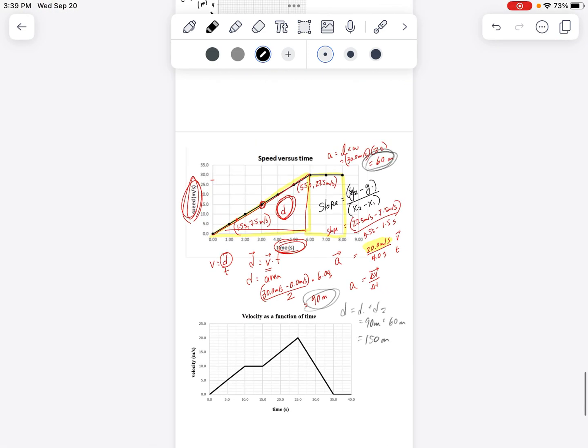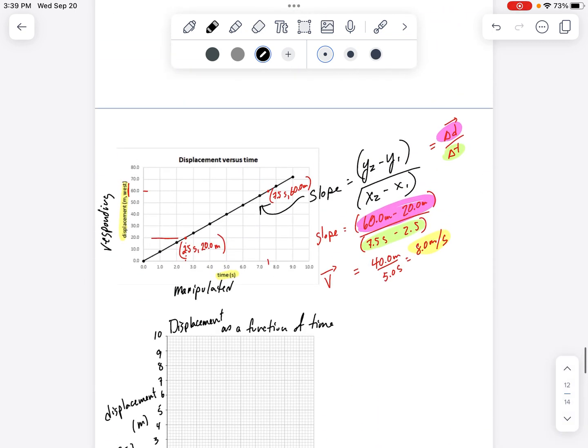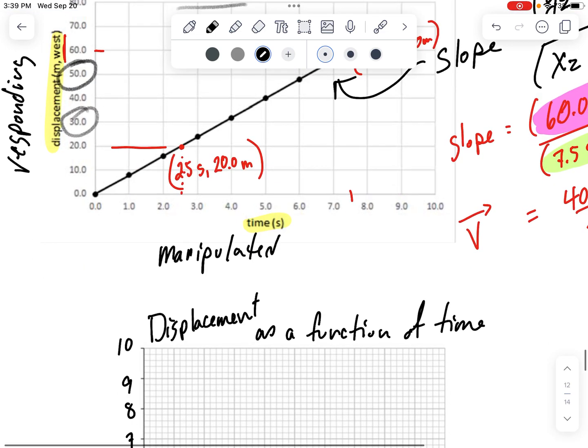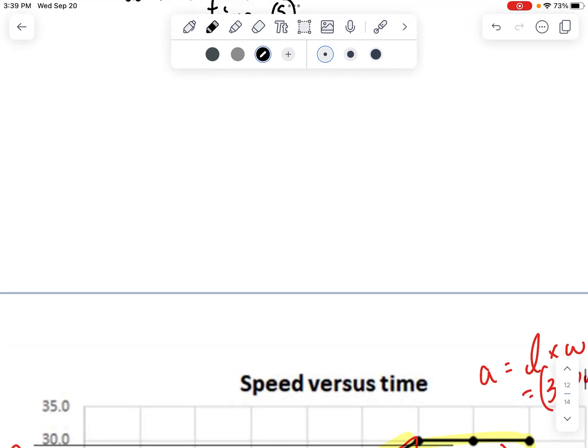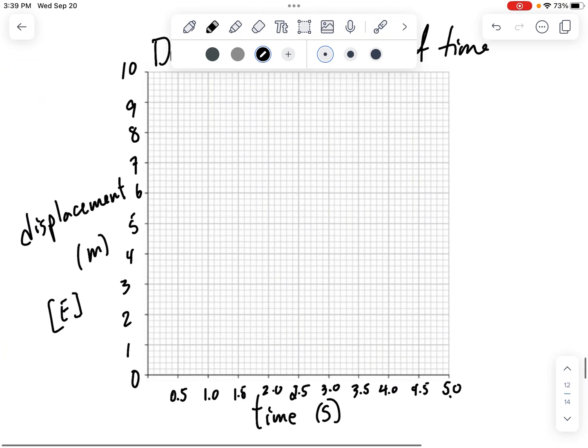Now, that works because that's a speed versus time graph. Whereas if I wanted to know the displacement on this graph, which is a displacement versus time graph, I'm reading off of the y-axis. So those are calculations related to both distance or displacement time graphs and velocity time graph or speed time graph.